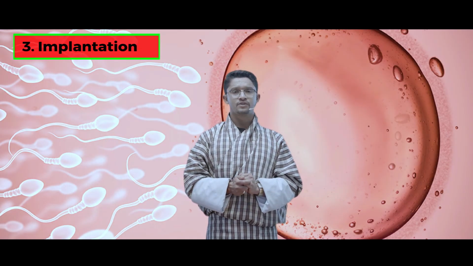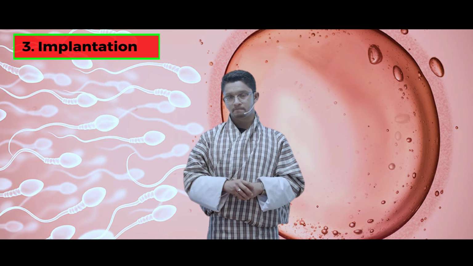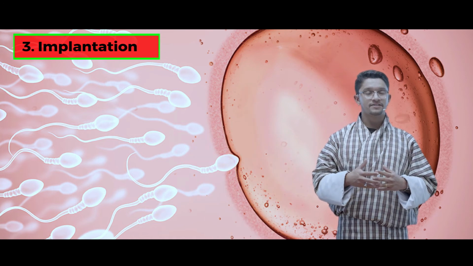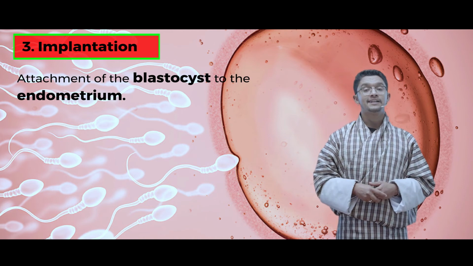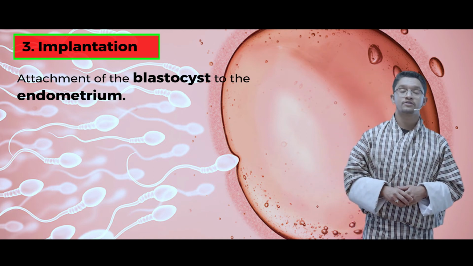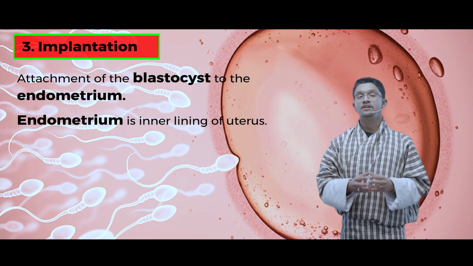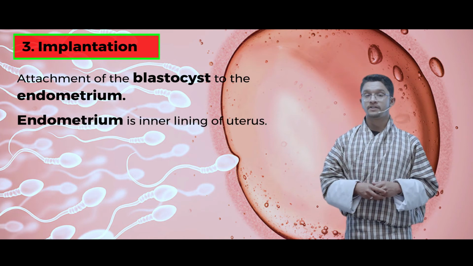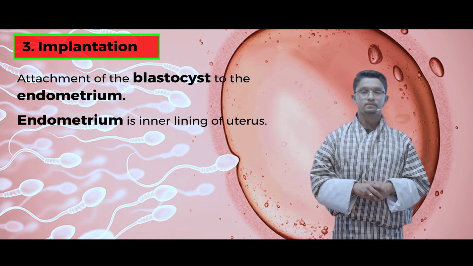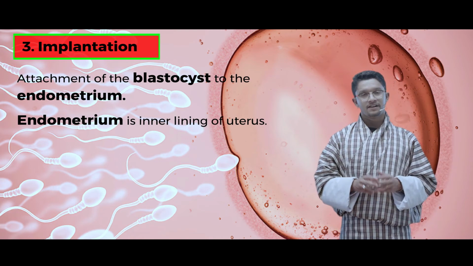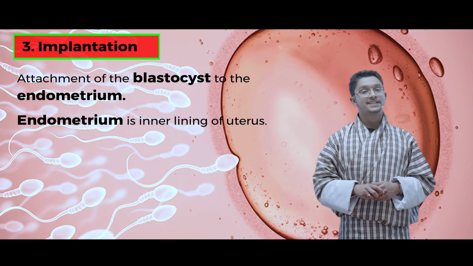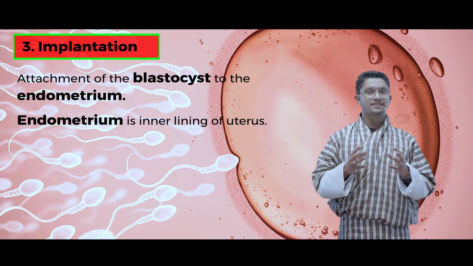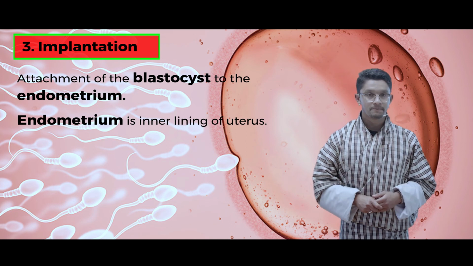After reaching the uterus, the next step is called implantation. Implantation here means the entering, or let us say the attachment, of the blastocyst to the endometrium, that is, the inner part of the uterine lining. Now, let us watch a small clip to understand the process of implantation.